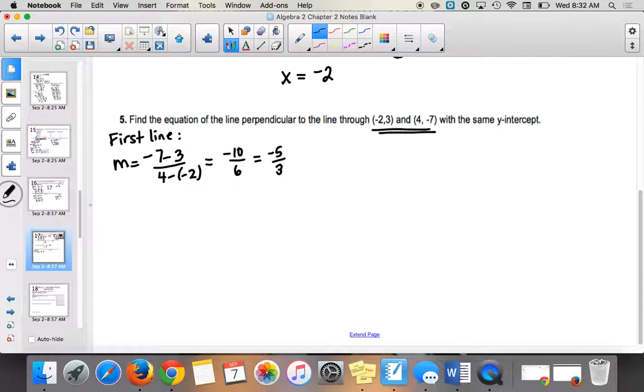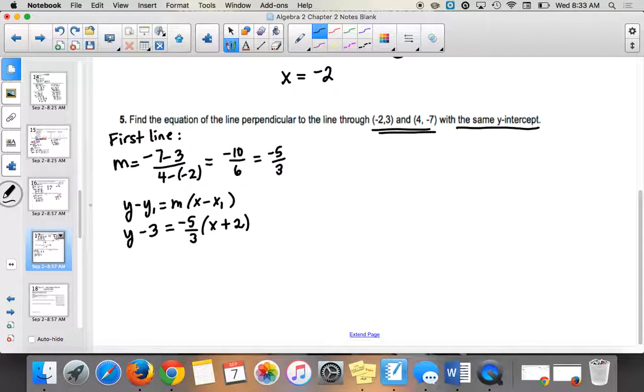All right, so we need to figure out what this equation of the line is. We know that we're going to be perpendicular to it, so our new slope is going to be 3/5. But we also want to have the same y-intercept. So we actually have to find this entire first equation of the line. So we do y minus y1 equals m times x minus x1. And you can plug in either original point. I'm going to plug in the (-2, 3). So I'm going to have x minus a negative 2, so plus 2, and I have y minus 3.